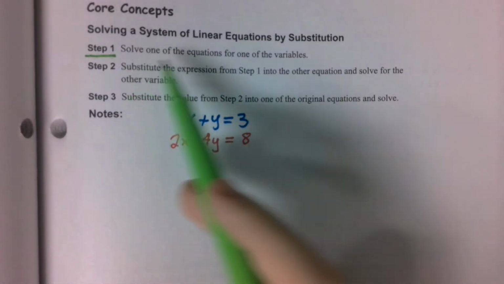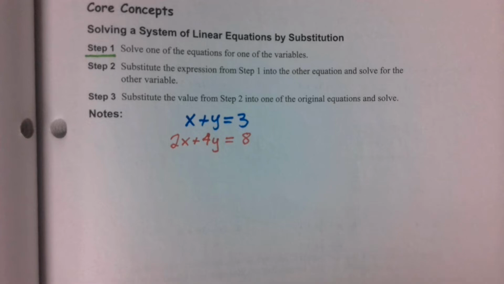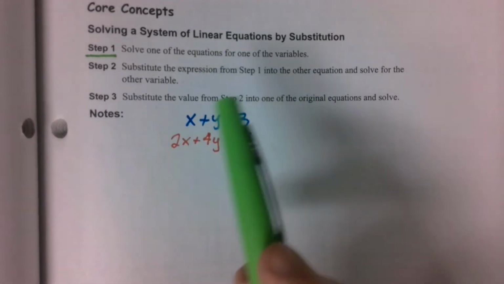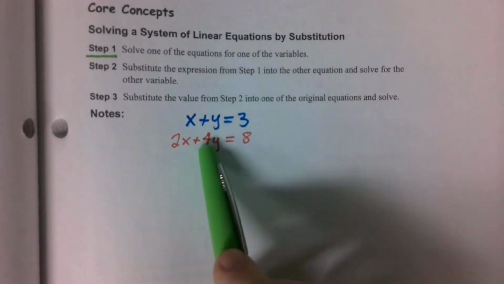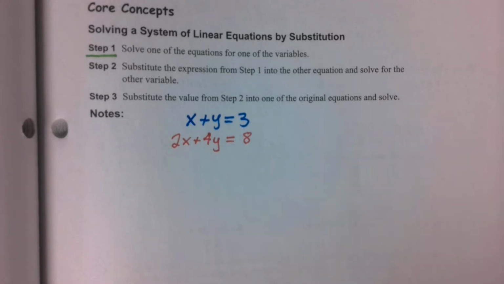Notice how vague this is being, though. Solve one of the equations for one of the variables. It's because there's a lot of freedom with this. You have the opportunity to solve either equation for either variable. So you could get x alone in the top equation, or y alone in the top equation. You can get x alone in the bottom equation, or y alone in the bottom equation. It doesn't matter, so you should do whatever comes easiest to you.